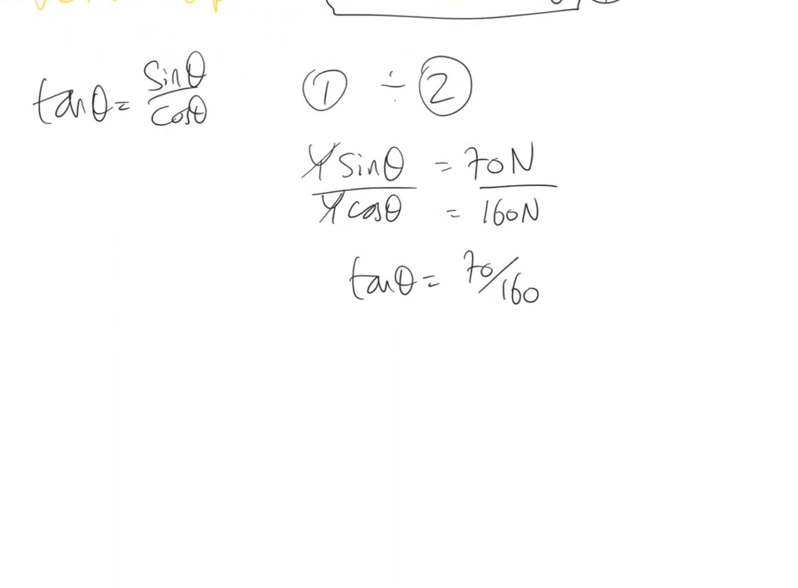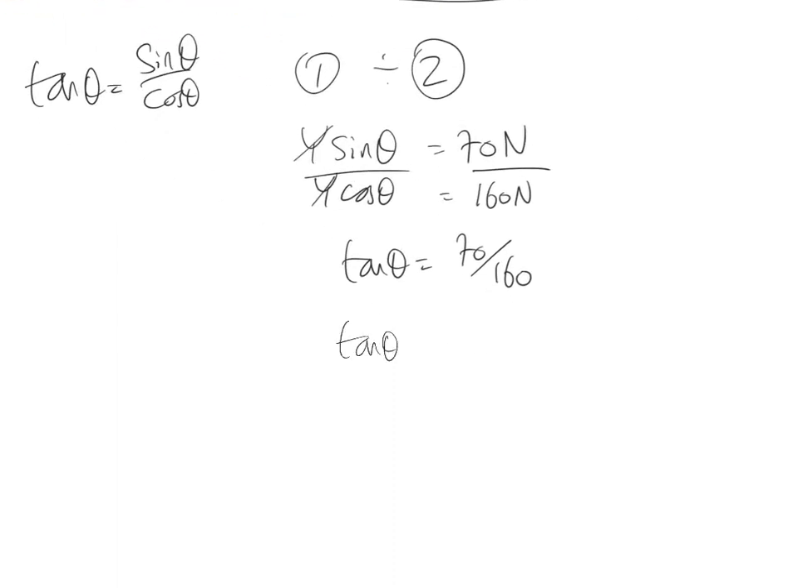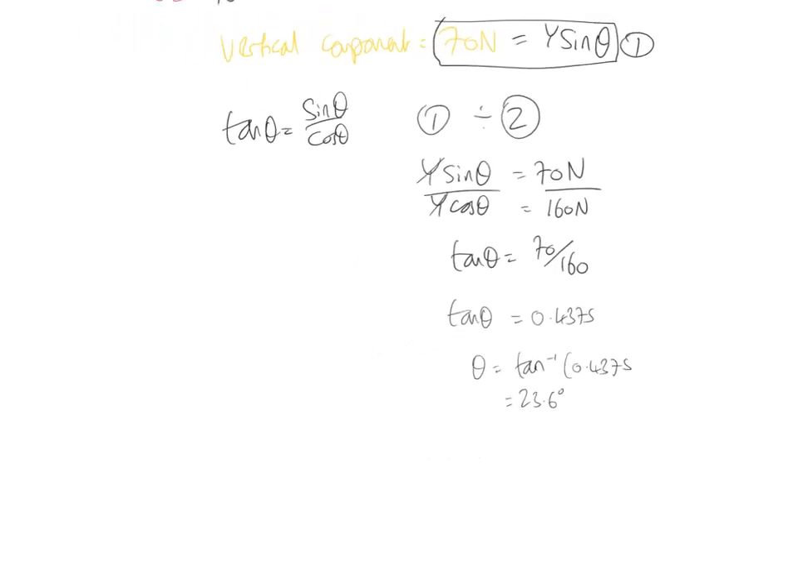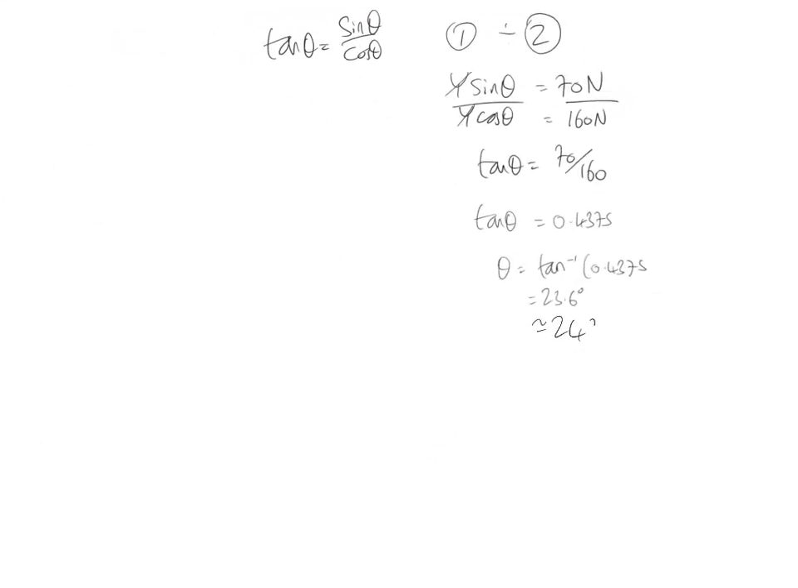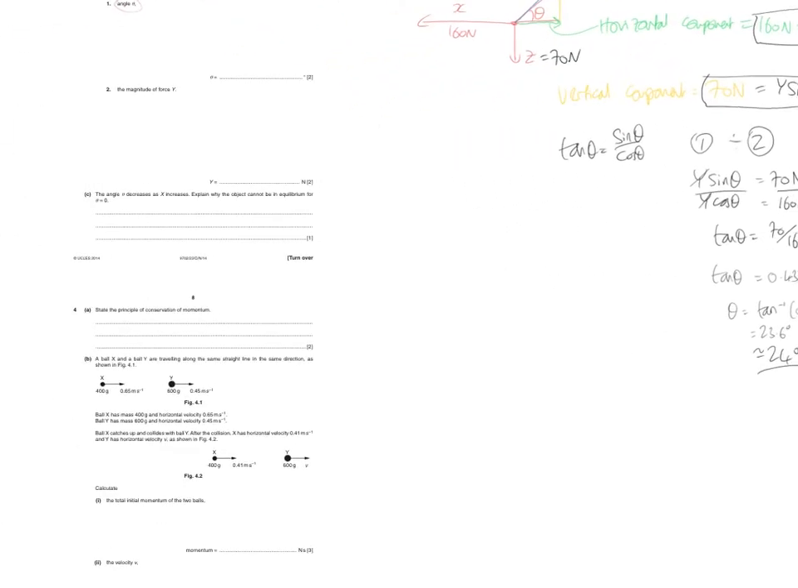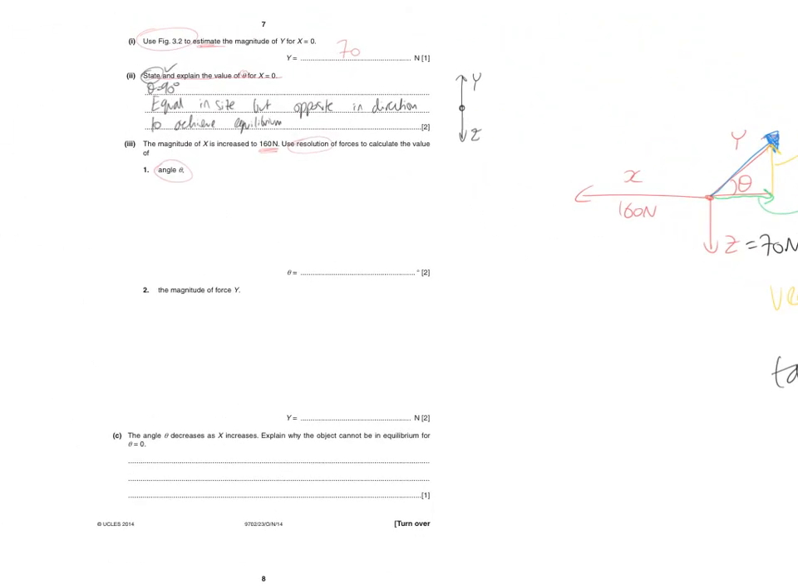If we type that into a calculator, tan theta equals 0.4375, and then to find theta, we inverse tan of 0.4375. You should get 23.6 degrees. Numbers were given to you to 2 sig figs probably, so I'm going to give that as 24 degrees. So that's our working and answer for that question.